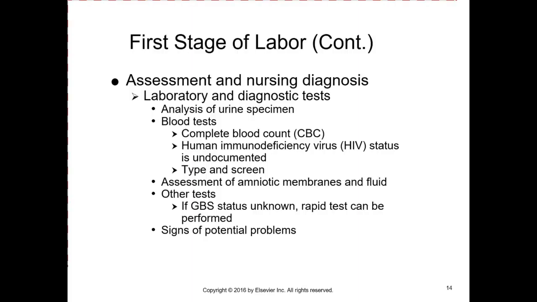The blood tests that are typically ordered are a CBC. If the patient has not had prenatal care or their HIV status is not documented, that will also be ordered, and a type and screen, which shows the blood type and the Rh status.